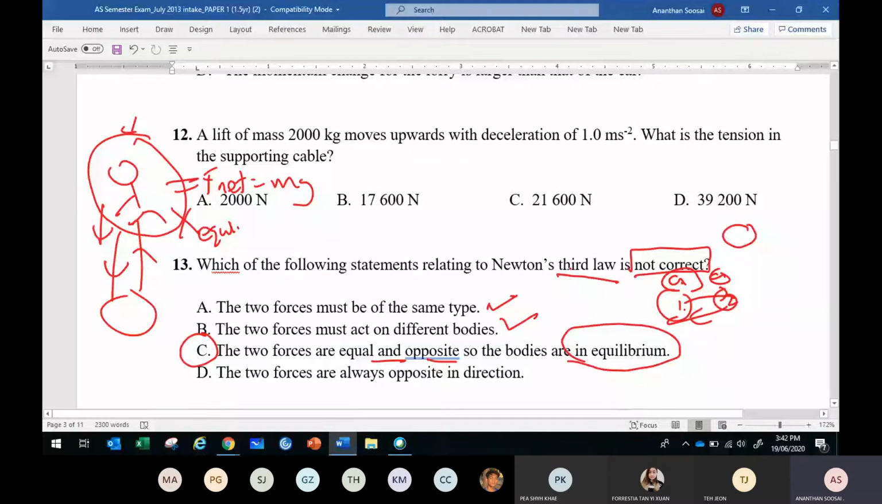Okay. So the answer is C, is it? C, yeah. So you understand? Yes. Okay, good. Any other question? Question 17. Okay, let's go to 17.